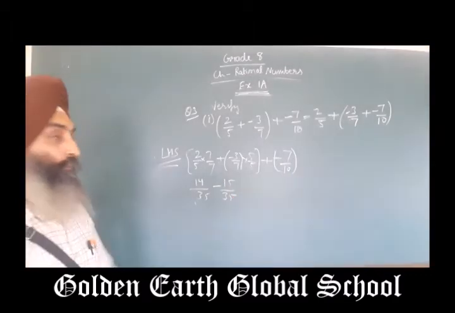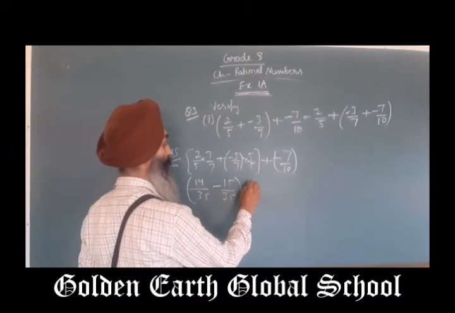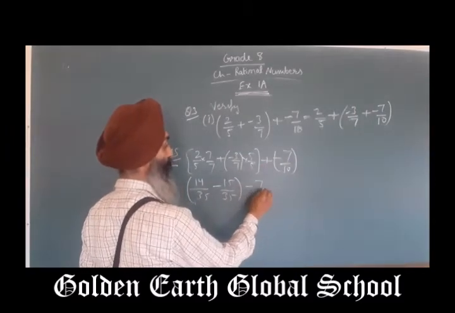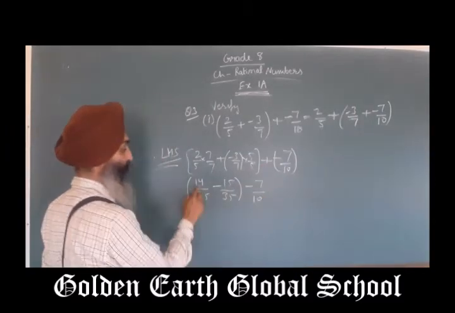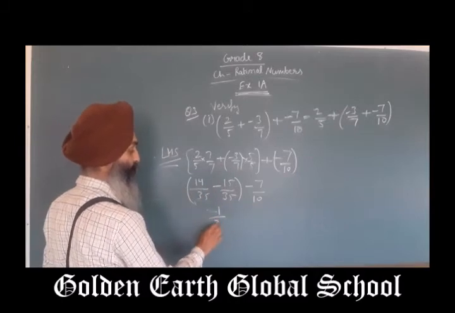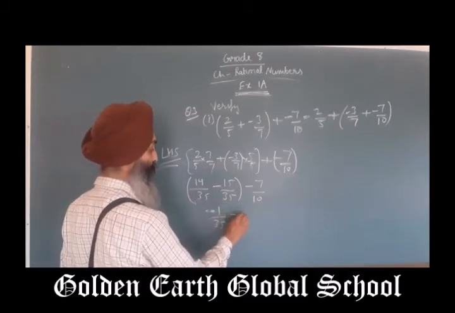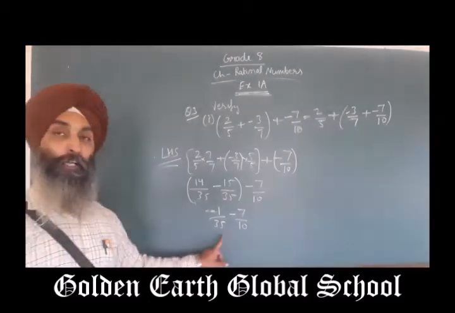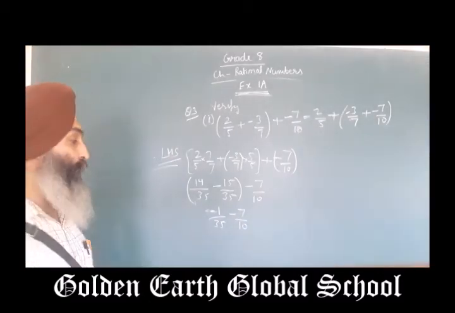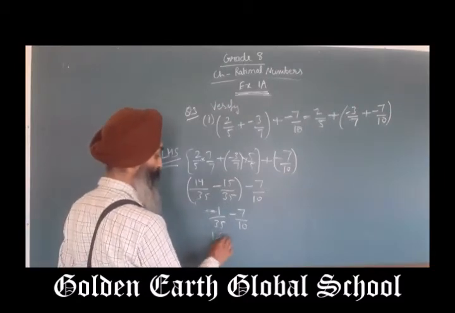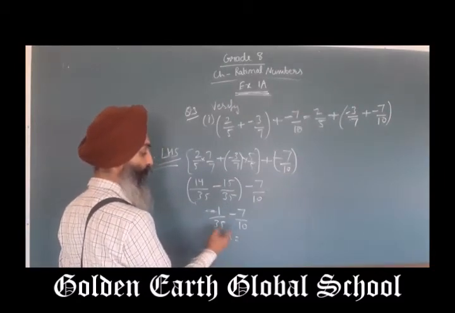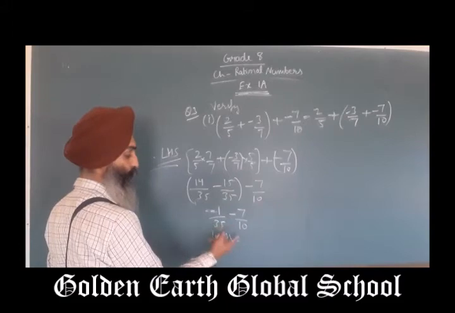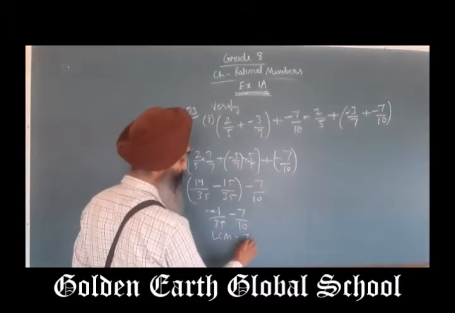So again put bracket plus minus 7 upon 10. Here answer is minus 1 upon 35. Here answer is minus 7 upon 10. So find the LCM of 35 and 10, which is equal to 70. So the LCM is 70.